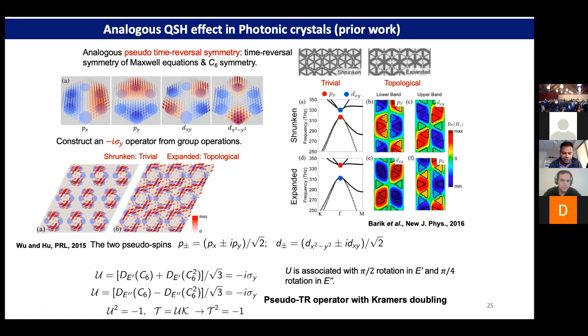So going from the expanded to the contracted system, these correspond to different phases. One is trivial, with the regular ordering of the bands, where the p photonic orbital is lower in energy and the d orbital is higher in energy. When we invert in the expanded one, the d photonic orbital becomes lower in energy and the p orbital is higher. So that's the band-inverted system. At the interface of these two, if you stitch them together, one can have interesting topologically protected states. The time reversal symmetry is a pseudo time reversal symmetry, made from these spatial symmetries and the time reversal of Maxwell's equations.